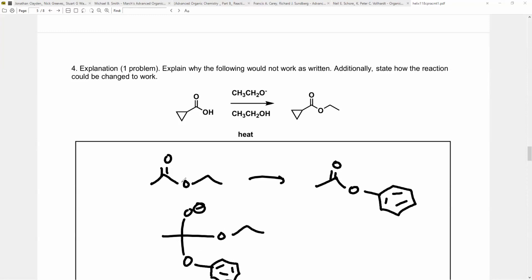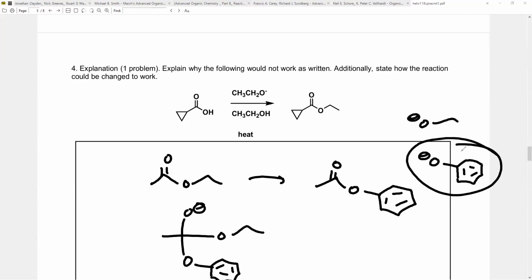If I consider the acidity of these two groups, so if I just isolate these as O minus like this and O minus like that, consider why this O minus is a weaker base. Why is this phenoxide better than this alkoxide? Well, because that charge can resonate.